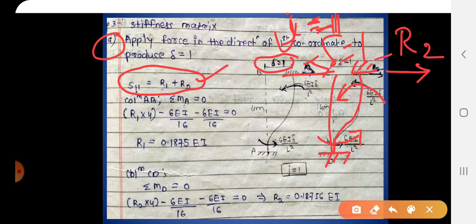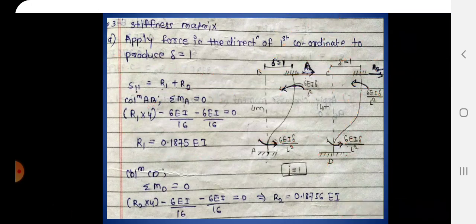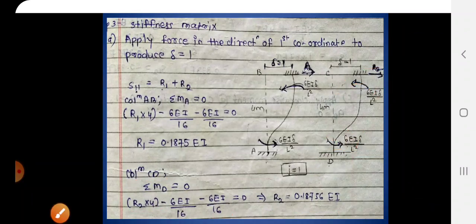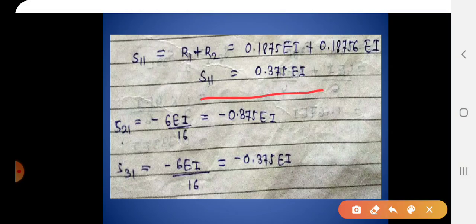Therefore, find out the value of R1 by considering column AB. Summation MA equal to 0. So, R1 into 4 positive, minus 6EI delta by L square, minus 6EI delta by L square is equal to 0. Therefore, you will find the value of R1. Then consider column CD. Again summation moment at D equal to 0. R2 into 4 clockwise, minus 6EI delta by L square, minus 6EI delta by L square. L is the same, 4, therefore 16. You will get the value of R2. So now you have got the value of S11 as R1 plus R2.